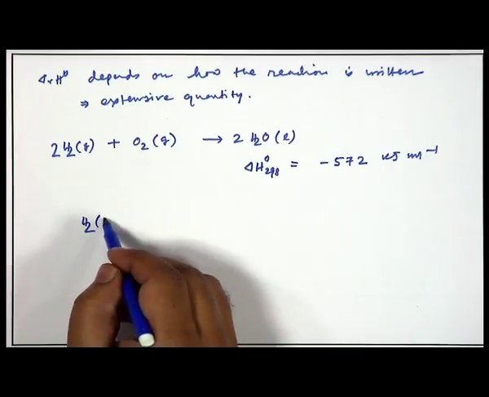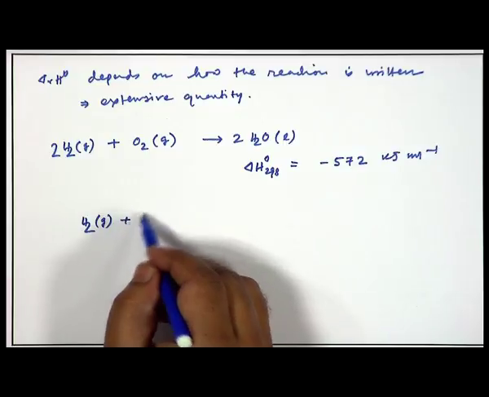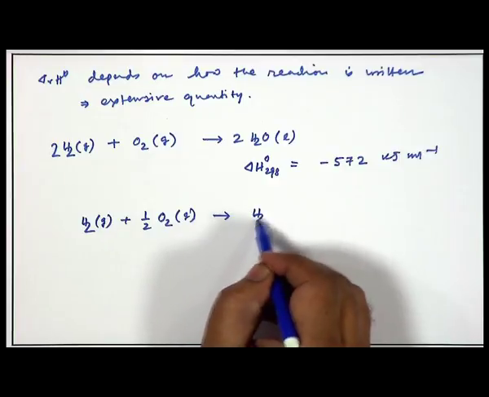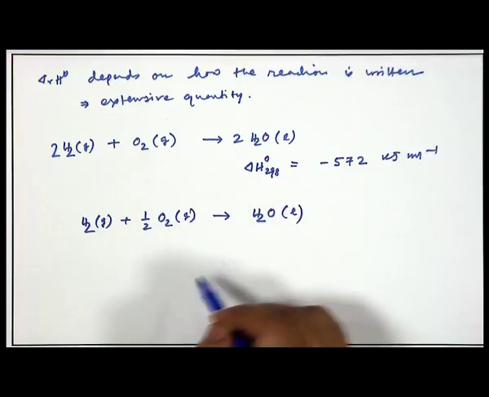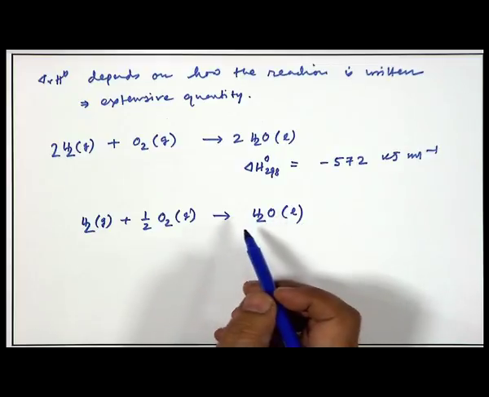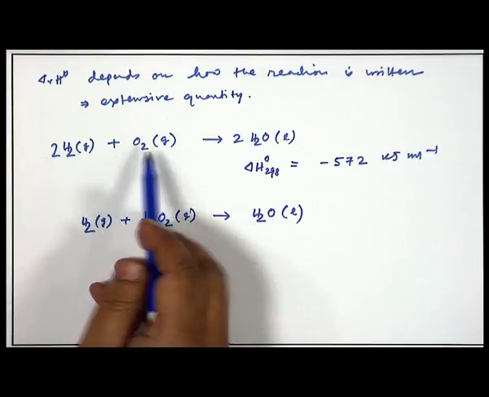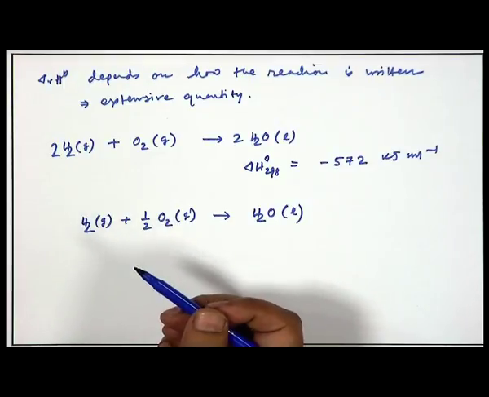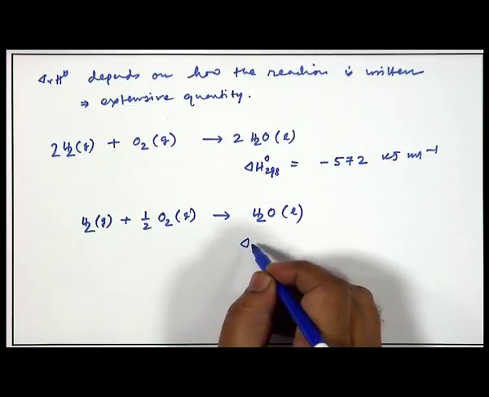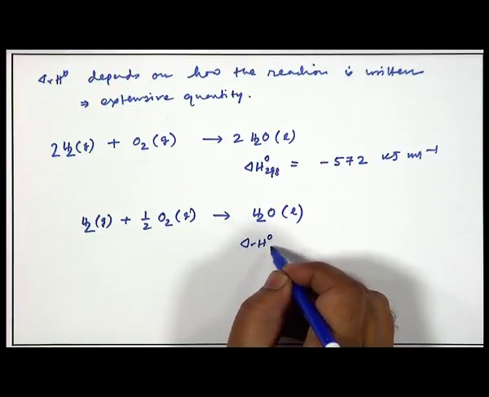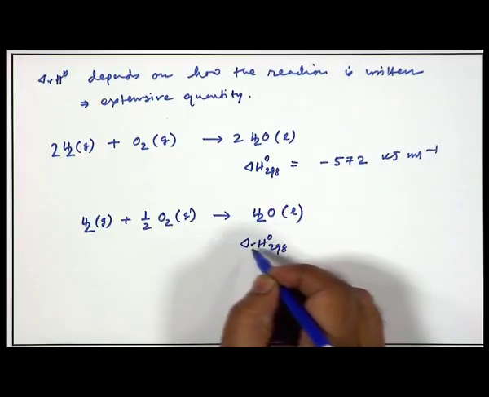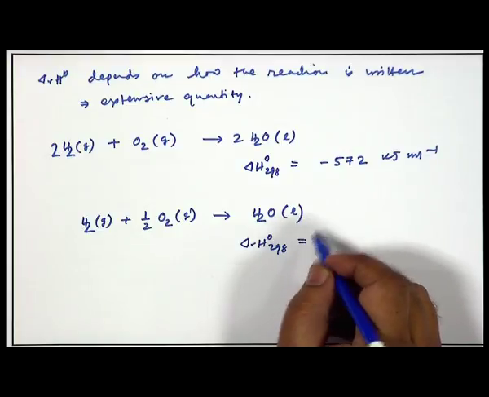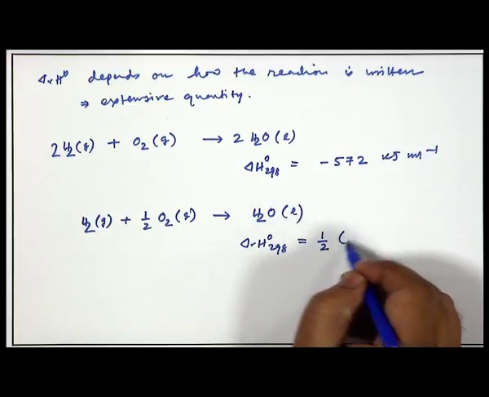Now, if I write the same reaction, I can write it this way as well. This is also a balanced equation. Here 2 moles of hydrogen and 1 mole of oxygen are reacting. We can say half mole of oxygen and 1 mole of H2O is reacting. In this case, the reaction enthalpy at the same temperature would be half of what we had earlier.